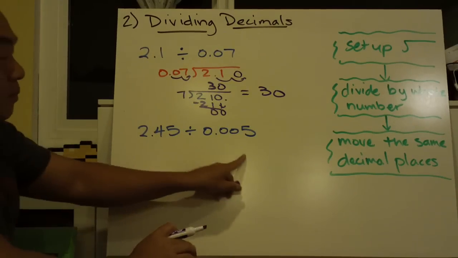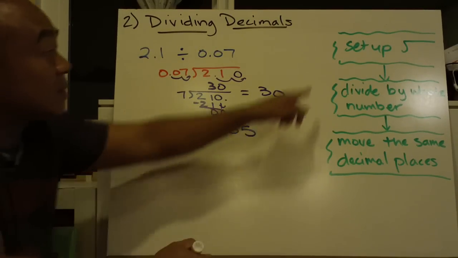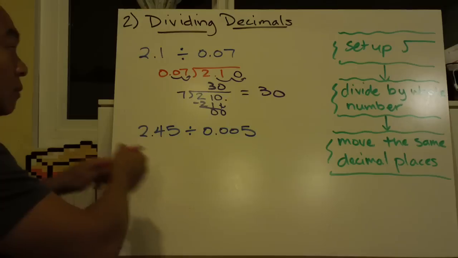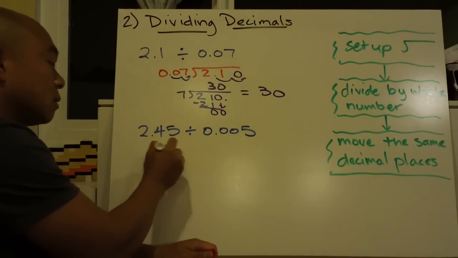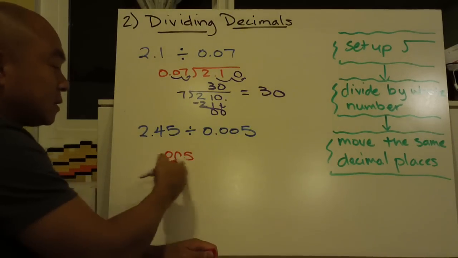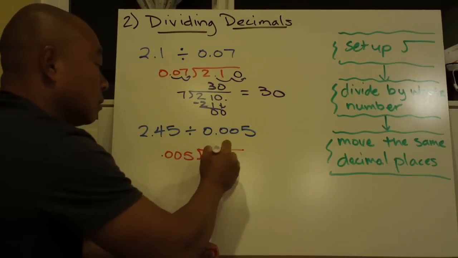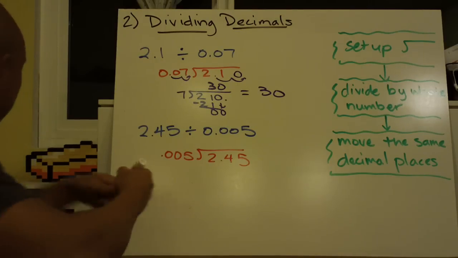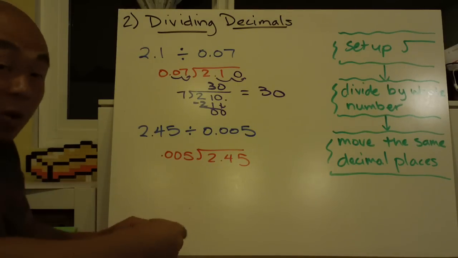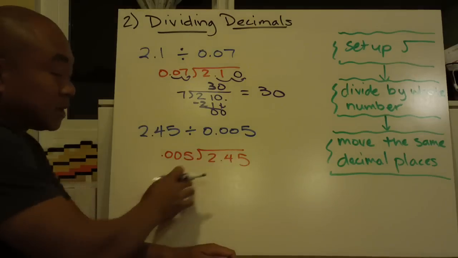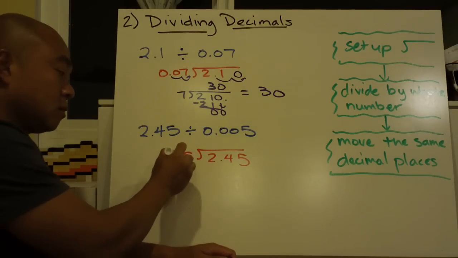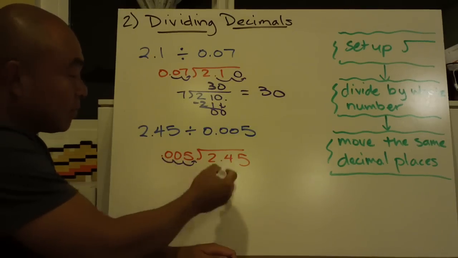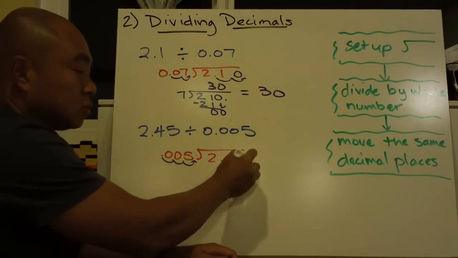Okay, let's go ahead and use this one. And again, you're going to set it up the same way. So we're going to set this up with 5 thousandths and 2 and 45 hundredths. We want to make this into a whole number, so we're going to multiply both sides by 1,000, or 3 decimal places. And again, you want to make this at the end of that number. 3 decimal places here. 1, 2, 3.